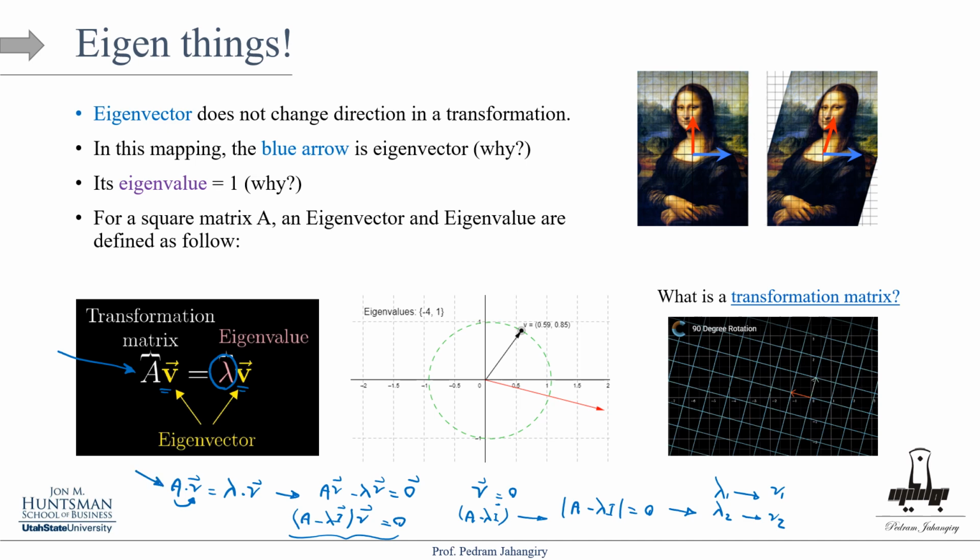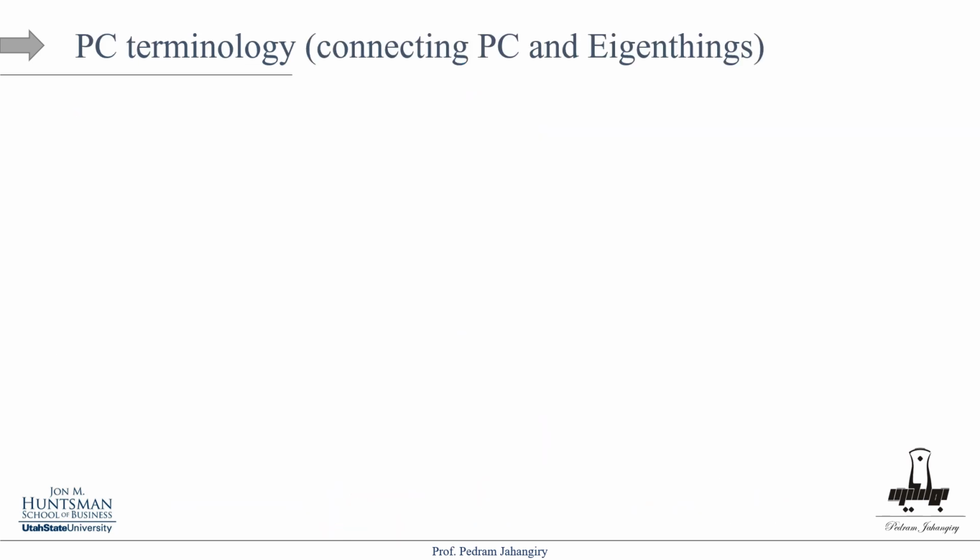But as long as you get the concept of what this transformation is, what it does to your data, and then what eigenvalues and eigenvectors are, you're good to go. Okay, now let's connect the dots. There are many transformation matrices out there, but there's one that is important and relevant to our discussion, and that transformation matrix is our covariance matrix.